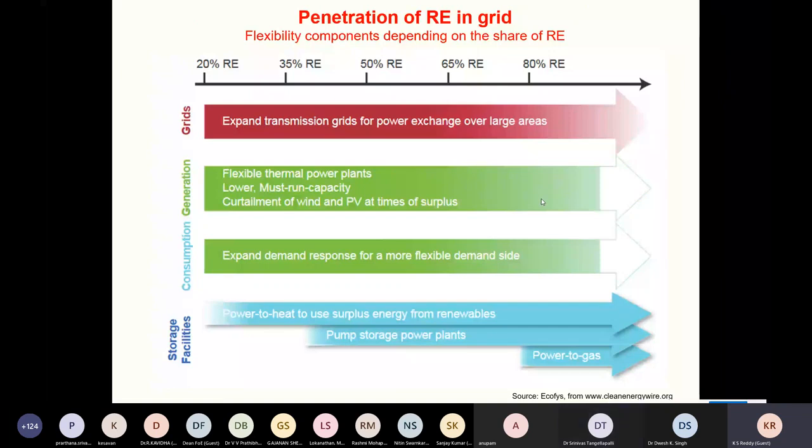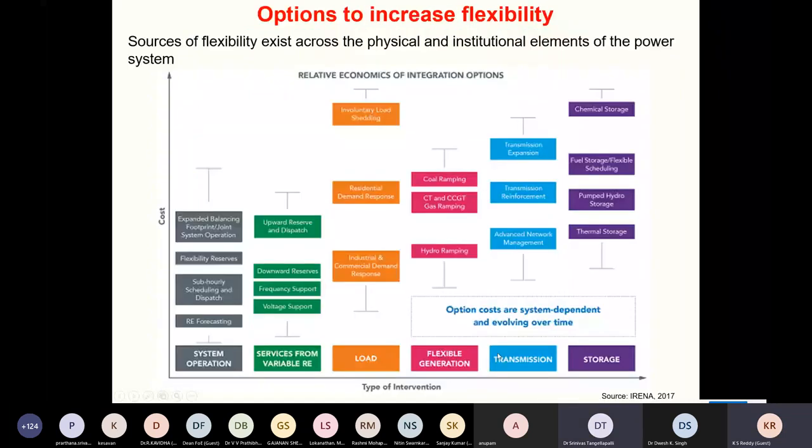If there is 20%, we have a grid with generation, consumption, and storage facilities, because storage can also be used in different ways. So our focus is storage here, but the penetration of renewable energy depends on the flexibility and all. This storage facility plays a major role when we have a surplus of energy. Either we can go for pumped power, thermal energy storage, or a power to gas system. So there is a wide variety of options for flexibility of energy storage.